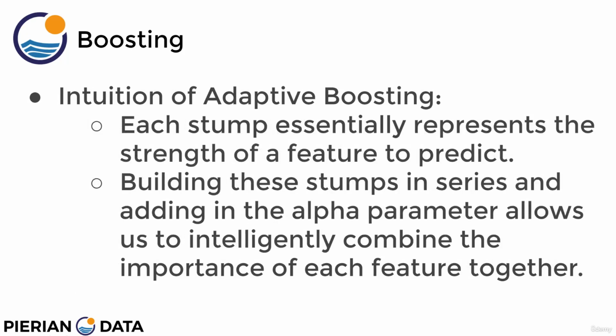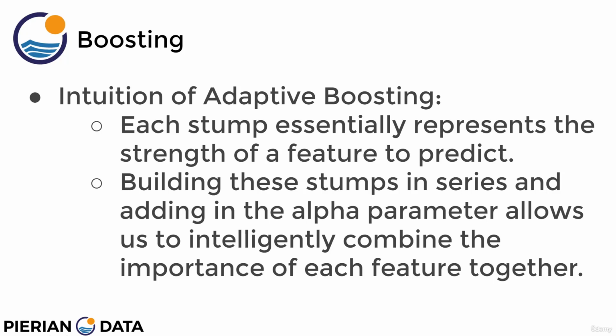Now let's talk about the intuition of adaptive boosting. We can imagine that each stump essentially represents the strength of a feature to predict. Because in adaptive boosting you almost always just get stumps, that means each little weak learner is really only considering one feature to split, and then it has that alpha coefficient attached to it. So that's really the intuition behind adaptive boosting.